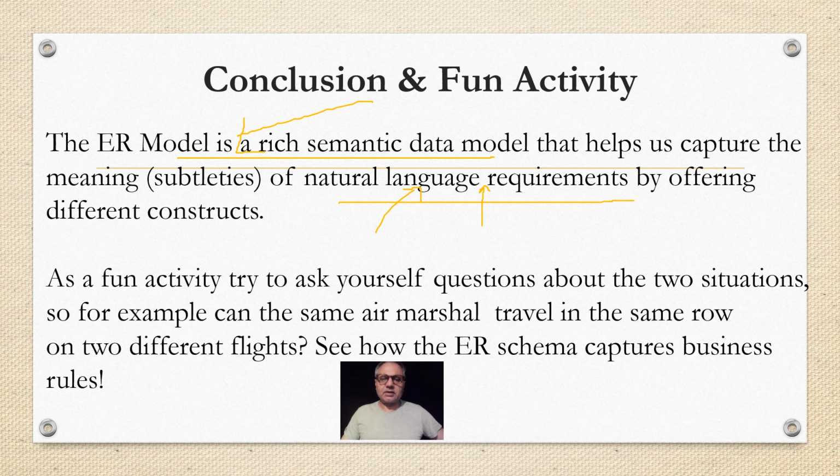So as a fun activity, you can try to ask yourself exactly what kind of information has been captured in these two ER diagrams that we just saw. For example, let's say there's a business rule that an air marshal should be able to travel in the same row on the same plane on two different flights or three different flights. Is that allowable in our data model? So similarly, you can test out different business rules and see which of those we can capture and which of those we cannot capture in the ER diagram.